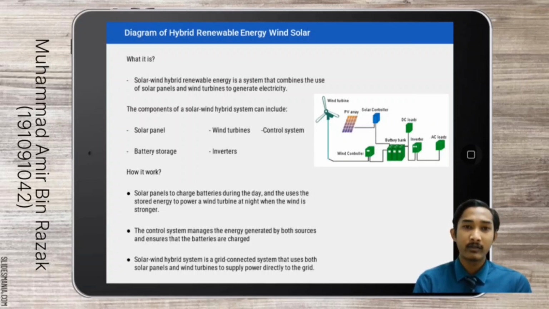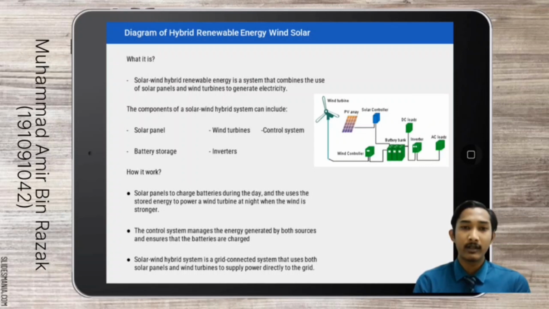Alright, we use solar panels to turn the energy of the sun into electricity, wind turbines to transform wind energy into power, battery storage for power generated by solar panels and wind turbines, and inverters to convert the direct current power provided by solar panels and wind turbines into alternating current. Lastly, a control system manages and optimizes the energy generated by both sources.